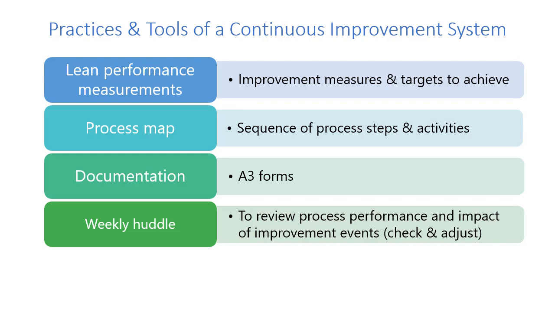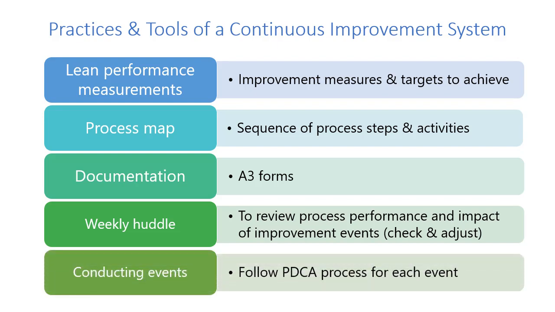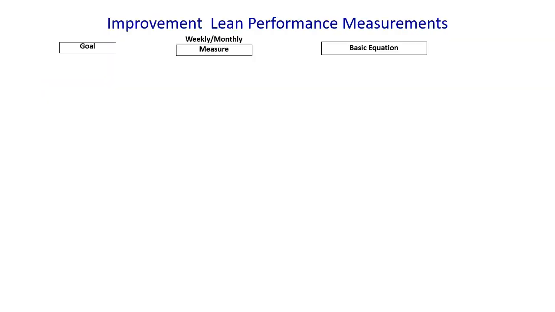Want to have a weekly huddle to review how well are we doing in terms of achieving our improvement targets. It's sort of a check and adjust meeting. And then for every event, use the PDCA process. So let's look at these in a little bit of detail. So improvement measures. The idea here is to achieve a sustained level of performance improvement.